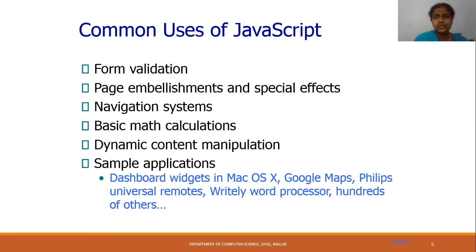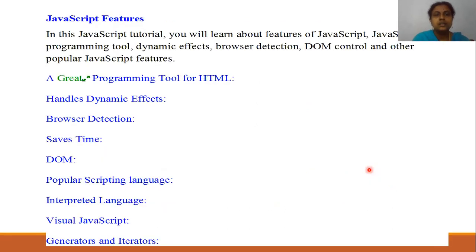Some sample applications where we use this are Google Maps, universal remotes, word processors, and every web-based application uses the concept of JavaScript. So with this, you would have got a little idea about JavaScript.